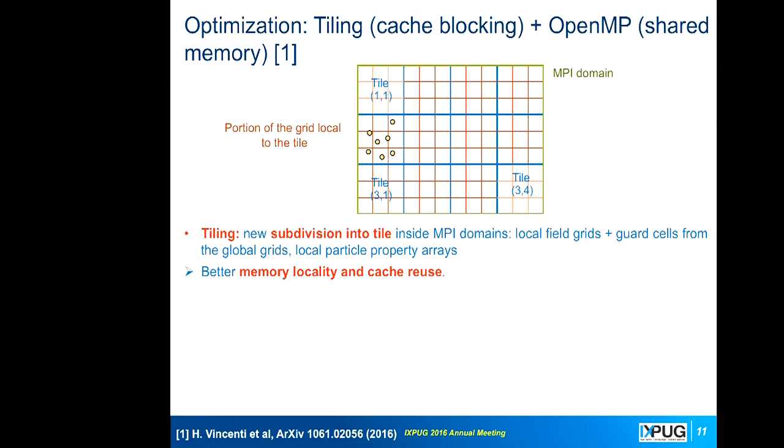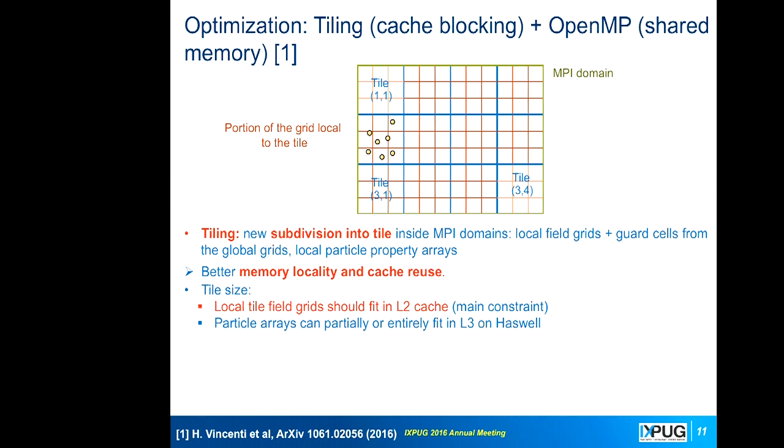Thanks to the tiling, we can improve the memory locality and have efficient cache reuse, only if we have certain conditions. The main constraint is that the local tile field grid should fit in the L2 cache on KNL or on Haswell. And because on Haswell we also have L3, we can expect in some test cases or in some simulations to have the particle arrays entirely in the L3 for one tile.